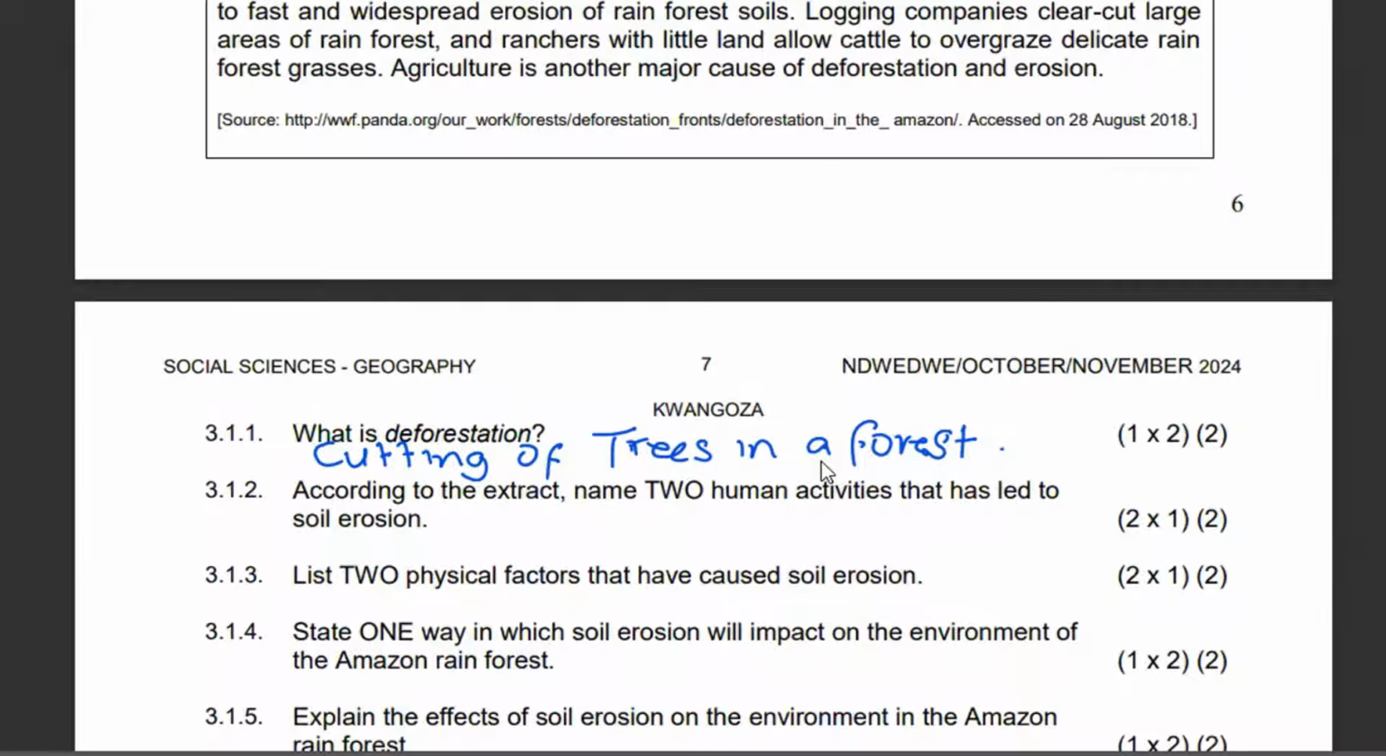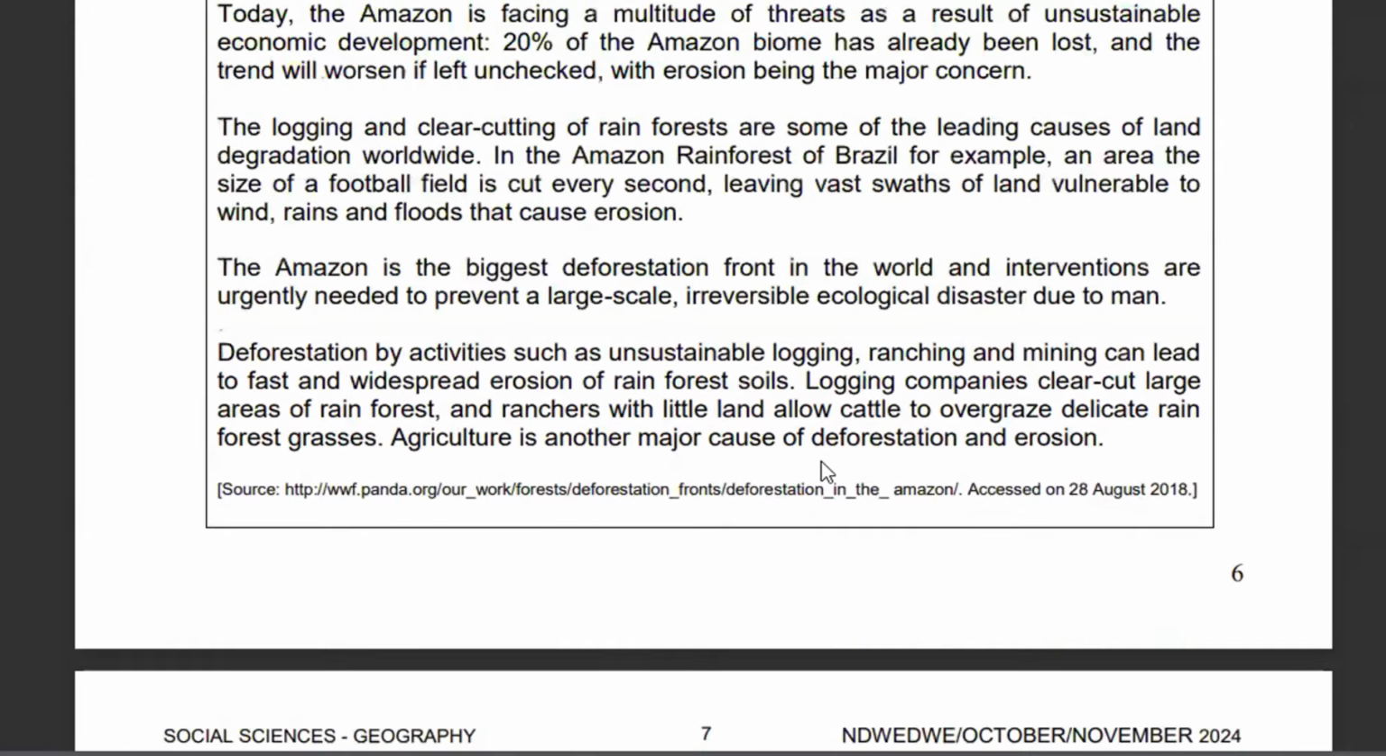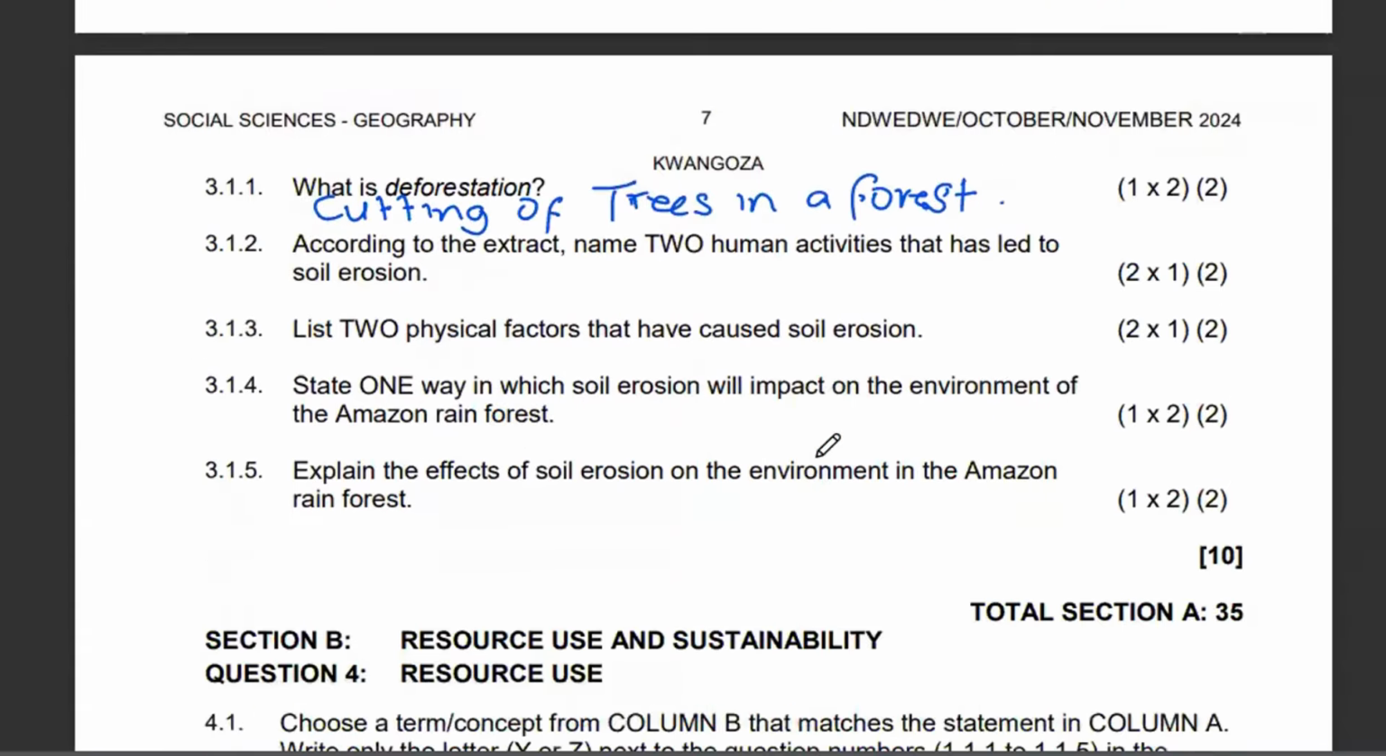Here you refer to the extract, the activities that have led to soil erosion. You can talk about logging, ranching, and mining. Those are some of the activities that have led to soil erosion, according to the extract. And you can also include agriculture. Then, list 2 physical factors that have caused soil erosion.